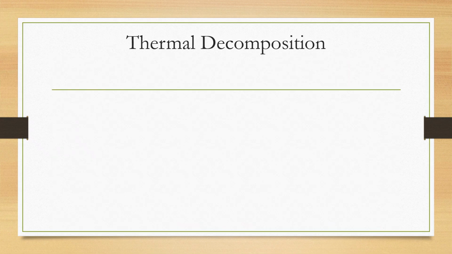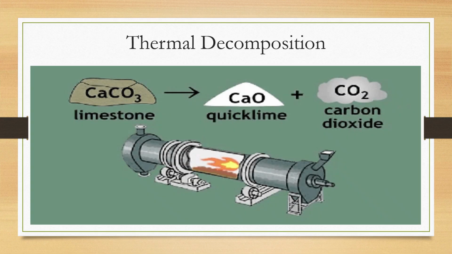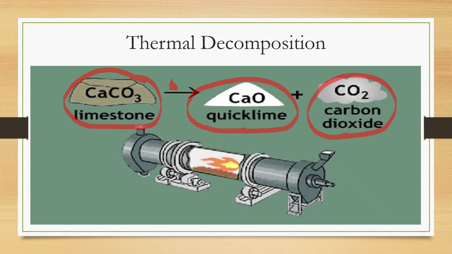We will be discussing the examples of thermal decomposition reaction. When calcium carbonate, which is also known as limestone, is heated, it converts into quicklime, which is a solid, and carbon dioxide, which is a gas. You see that there is one single reactant and two products. So this is known as thermal decomposition reaction. These reactions can also be identified due to the presence of this triangle on the arrow.